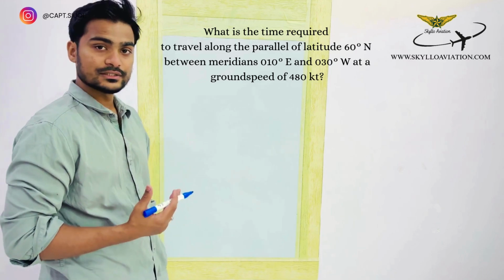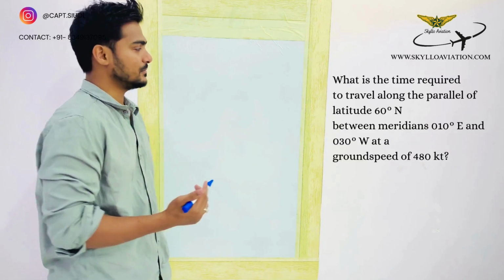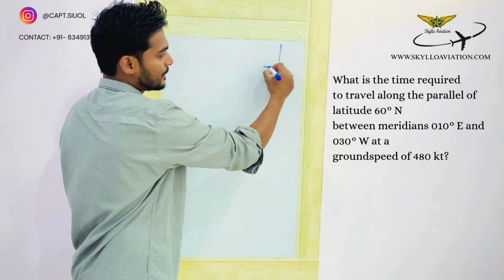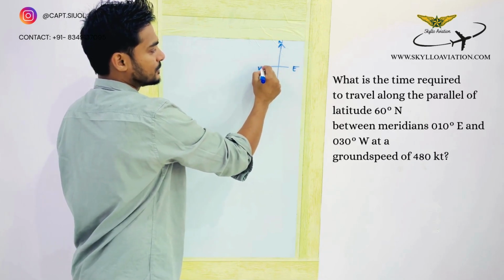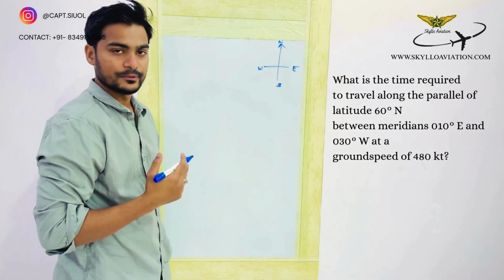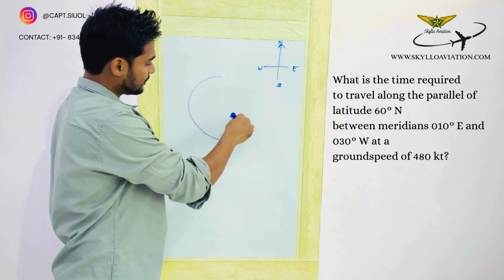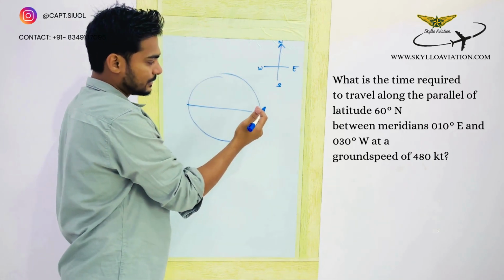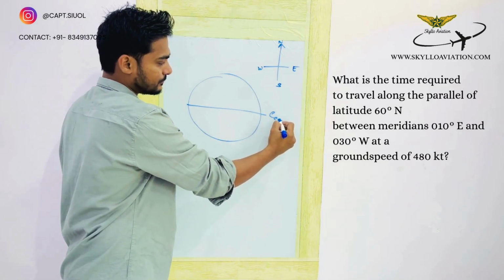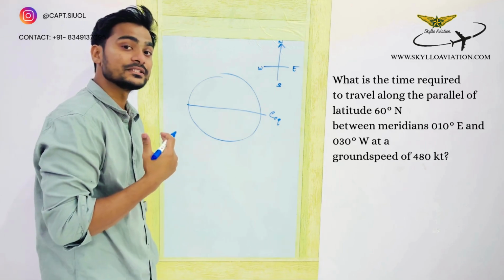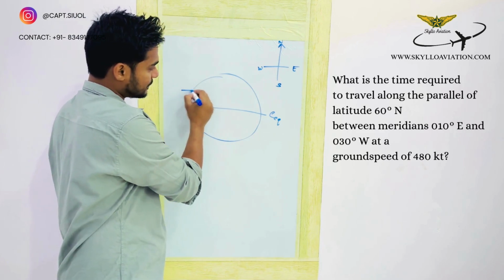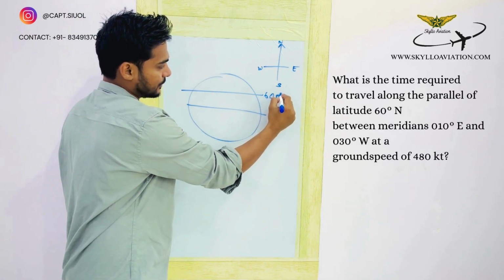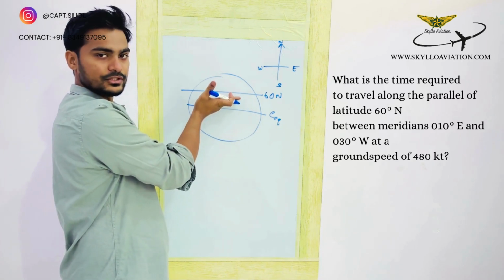Now before you start, simplify the sum as much as possible. Start off with the basics. First thing is get your directions clear. That is north, east, west and south. Okay. Now if you have the directions clear, plot an earth. That is your equator. The question is saying you're flying at 60 north. That means if this is the equator, 60 north will be about somewhere here. Okay. This part is the southern, this part is the northern.